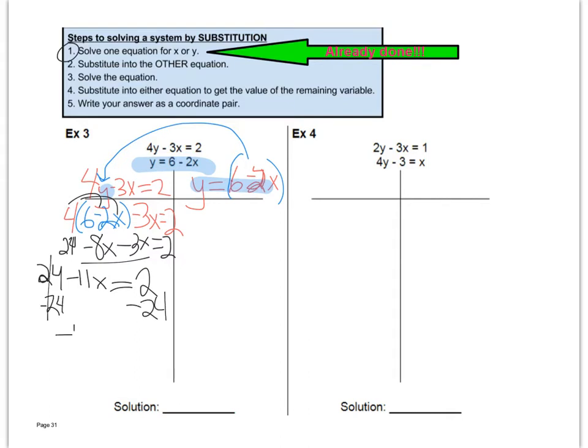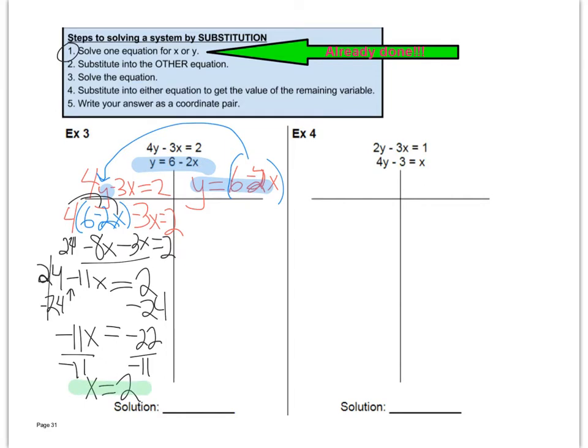So those cancel. I get negative 11x. Don't forget to bring that negative down with your 11. Equals negative 22. Divide both sides by negative 11. Negative divided by a negative is a positive. So I get 2. So now I know one of my answers. My first answer is that x equals 2.